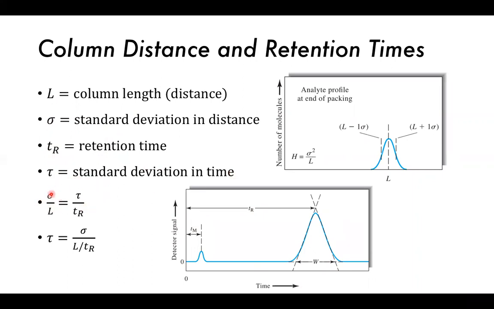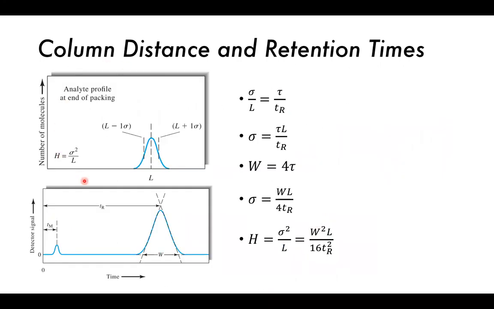So the standard deviation over L is equal to tau over TR. And so then tau is equal to sigma over L over TR. So sigma is the standard deviation in distance, L is the length of the column, and TR is going to be our retention time, the total retention time. So it's like from the injection point to the peak maximum of our analyte profile.